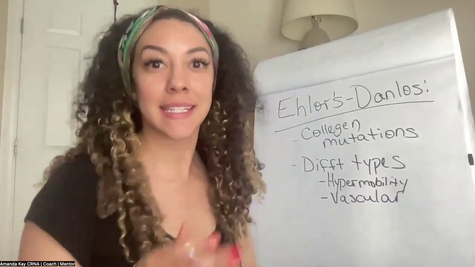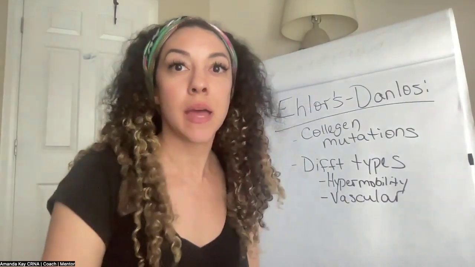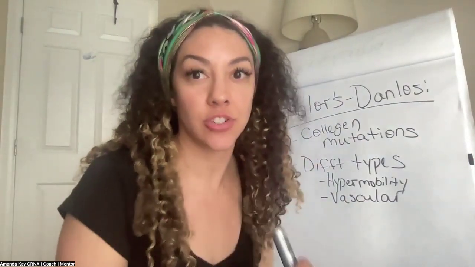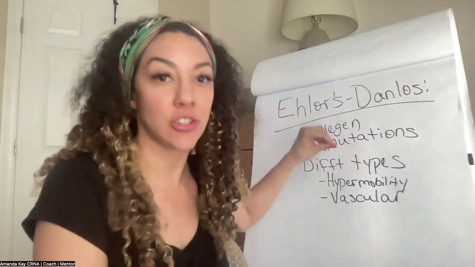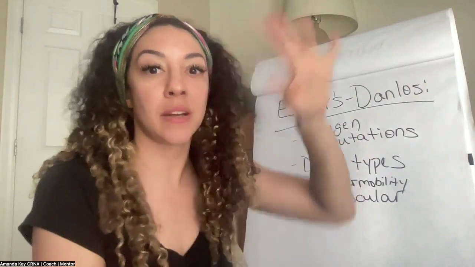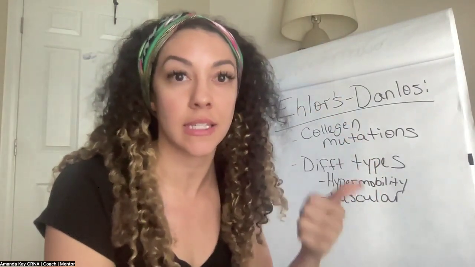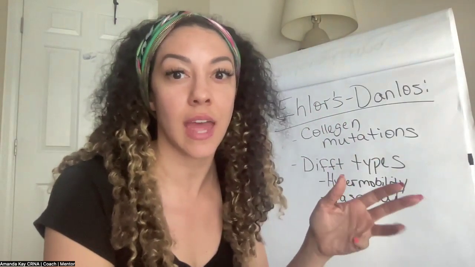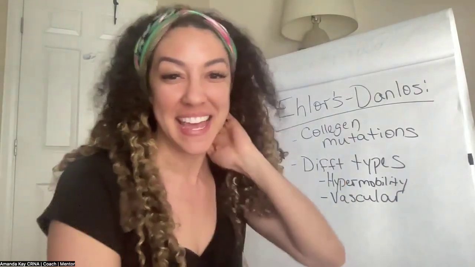Okay, up next is Ehlers-Danlos. I might not be saying that right, so I apologize. But again, this is another connective tissue disorder. It's actually characterized by collagen mutations, and there's a bunch of different types. There's like 6 different subtypes. There's classic, hypermobility, vascular, kyphoscoliosis, arthrochalasis, and dermatosparaxis. Like, my goodness.